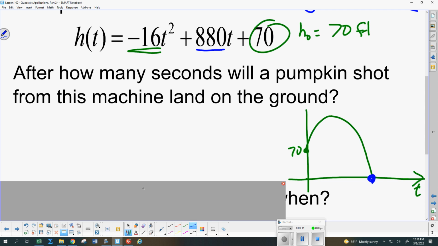So you guys are going to grab your calculators. Now, there's one trick with the calculator. You can't use t on the calculator. You have to use x, because when you tab, it's going to say f1 of x equals. So you need to enter that as negative 16x squared plus 880x plus 70.